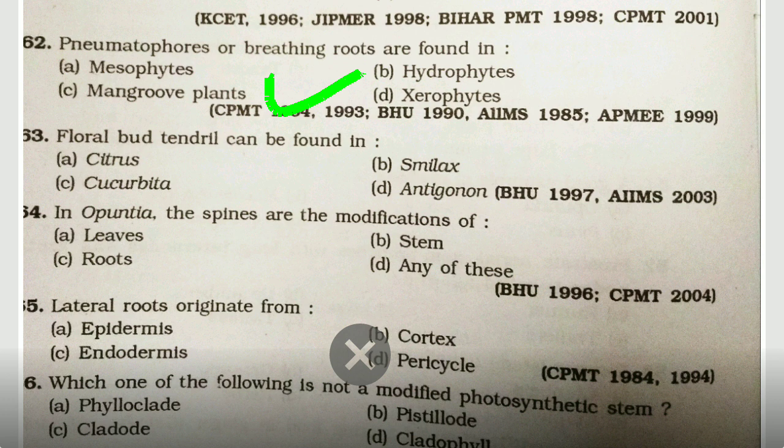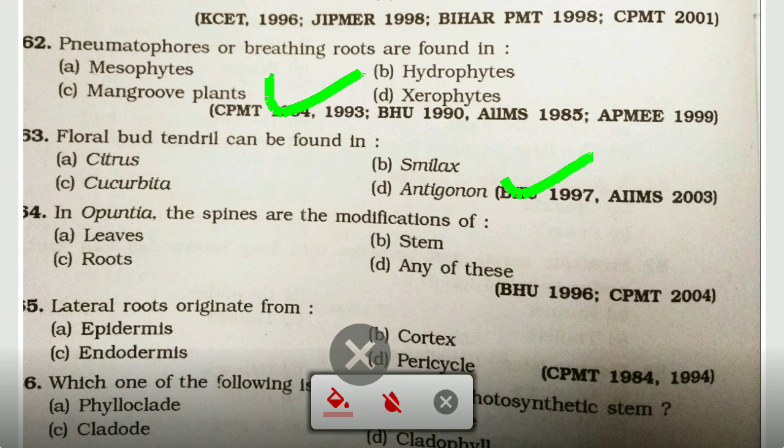Floral bud tendril can be found in, the answer here is Antigonon. It is a bee bush. Okay, the flowers are of wine color, and here the floral buds are modified into tendrils.